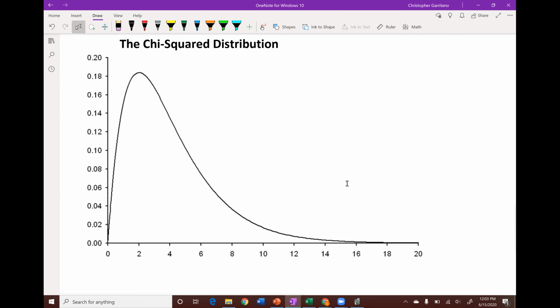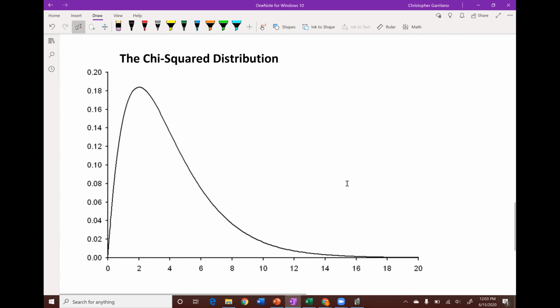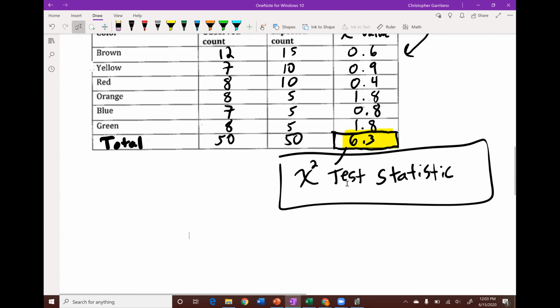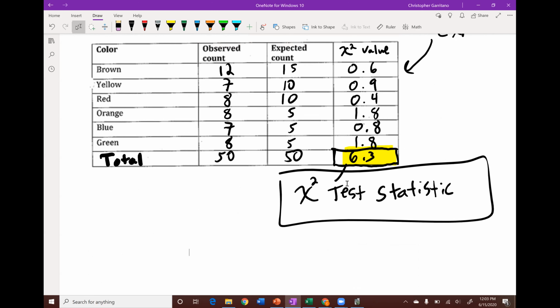One other thing that I want to mention about the chi-squared distribution is that the way it looks does depend on the number of possible values of the category that you're studying. So here with color, there are 6 possible colors, right? That being said, maybe 6.3 is a large number in terms of chi-squared test stat. But what if there were 1 million colors? If there were 1 million colors, that means we're summing 1 million numbers together.